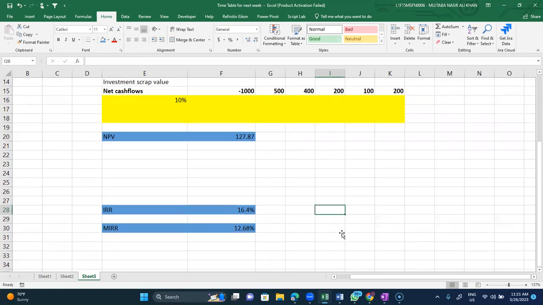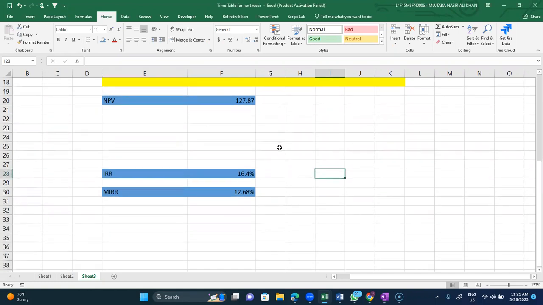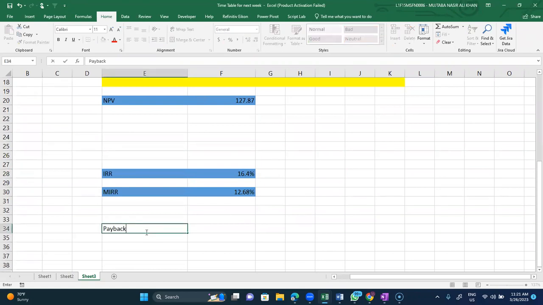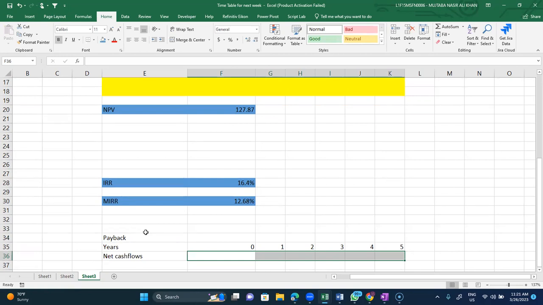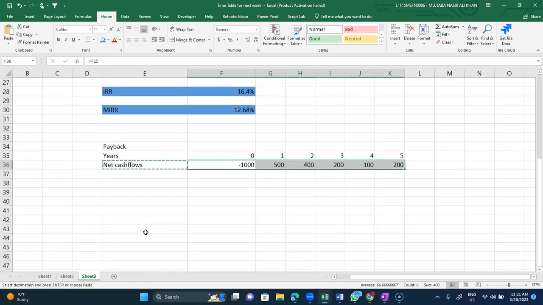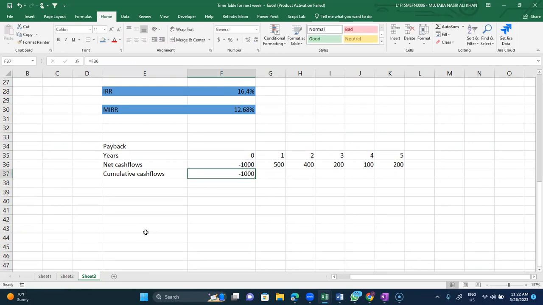Okay. Now, next thing, how to calculate the payback? Cash flows are always annual. Don't worry about that. Let me calculate the payback, guys. First of all, write the years. Then write the net cash flows. For payback, you need to write cumulative cash flows. This will come straight down because nothing is received in year 0.